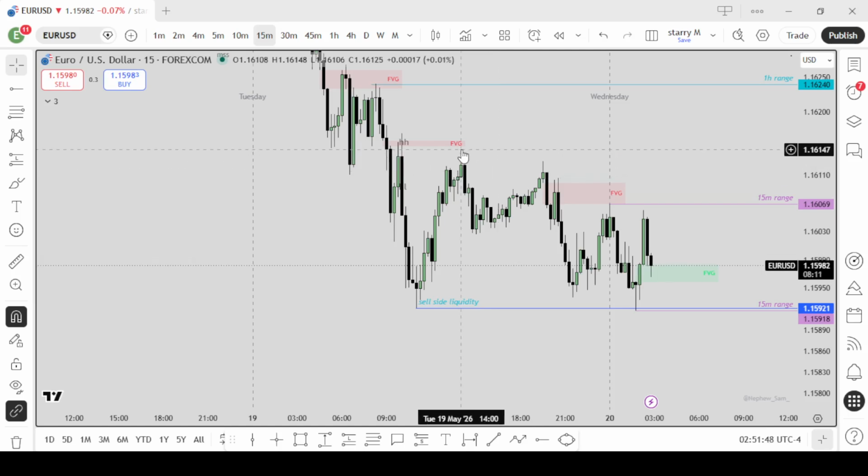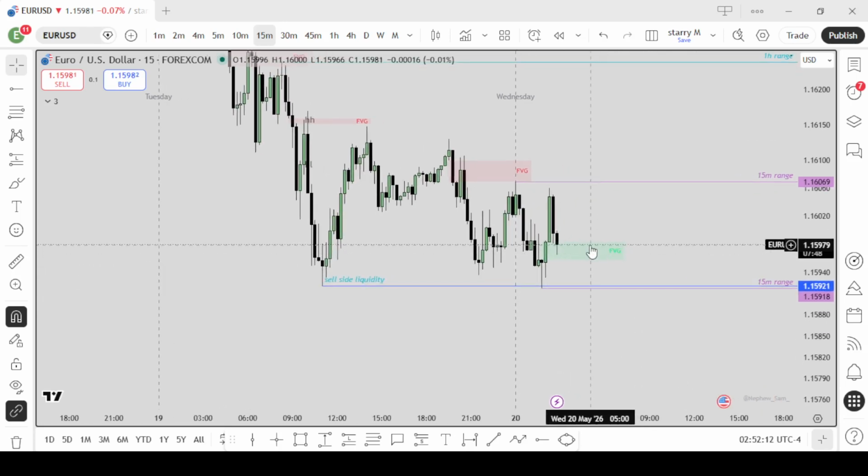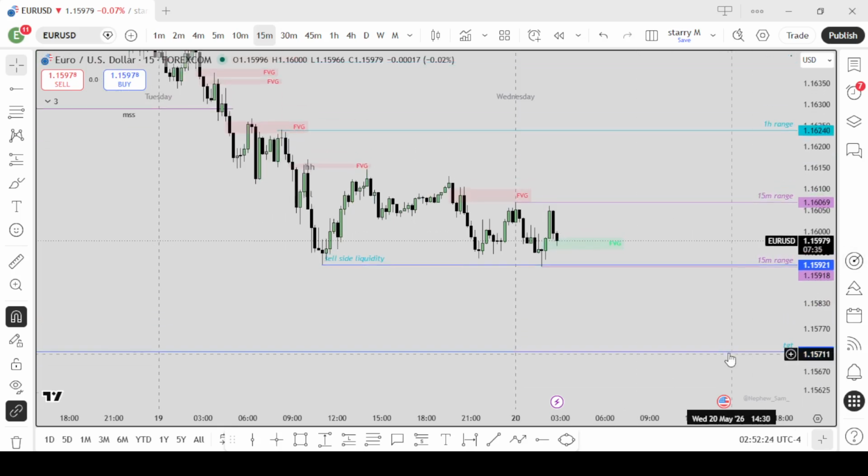Because you see on the 15, this high is lower than this one, which is lower than this one, which is lower than this one. So if it makes another lower low, I'm going to start looking for sales. If it makes another market structure shift here with the fair value gap, I'm going to enter off of that fair value gap and then target these ones.